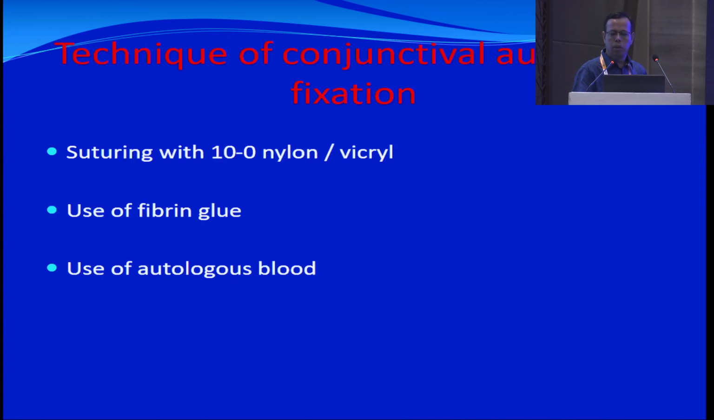So there are different techniques of the conjunctival autograft fixation. It could be the suturing, which is most commonly used, with 10-0 nylon, or even the Vicryl can be used, and the use of the fibrin glue. And nowadays we use the autologous blood.